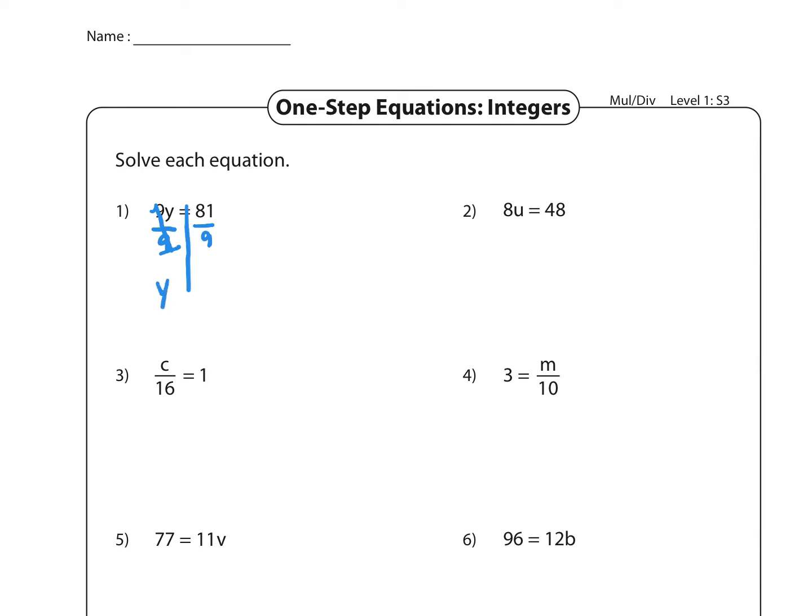We're trying to isolate the variable we saw. We want to know what that variable equals. 81 divided by 9 would give us back 9. So the solution is 9.